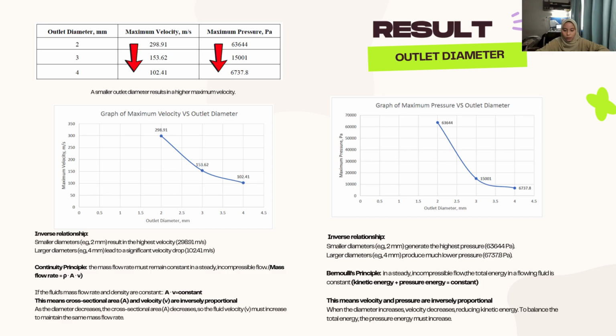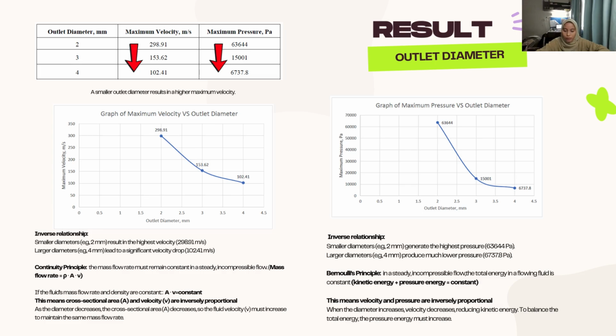From the table, we can see when the diameter becomes larger from 2 mm to 4 mm, the maximum velocity becomes less, from 298.91 meters per second to 102.41 meters per second. This result creates a graph that illustrates an inverse relationship.